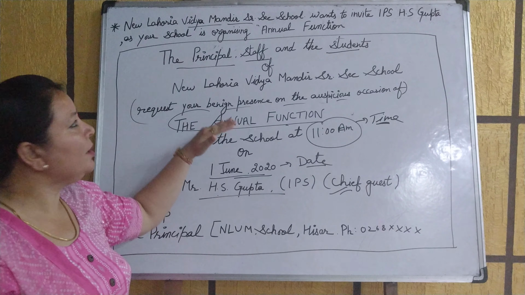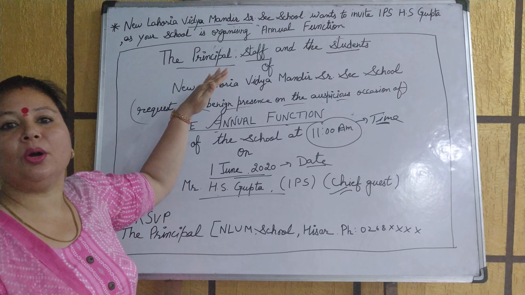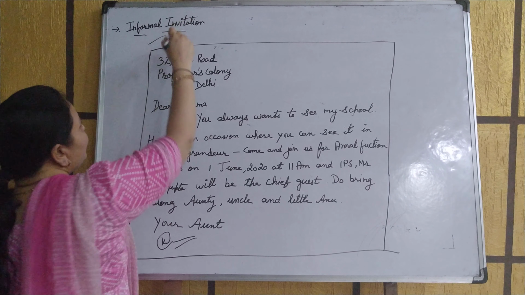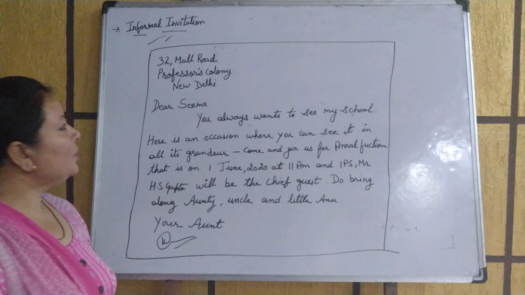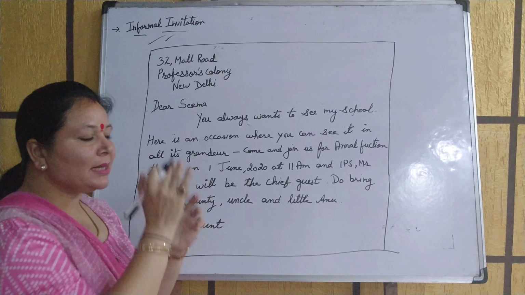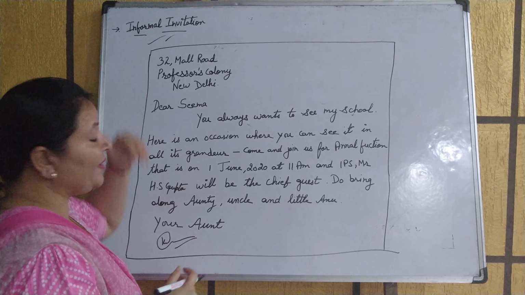Okay beta, now we will do one more example, and that example will be an informal invitation. Okay, start. Here is an example of an informal invitation. Okay beta, now we will just link with the previous example which we have done in a card form, okay. Now I will just write it in an informal way, okay.